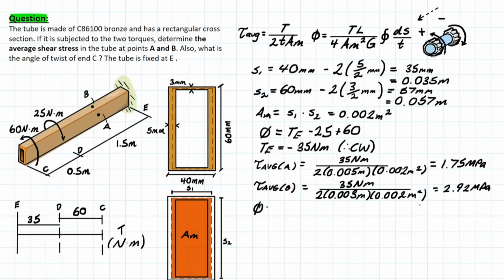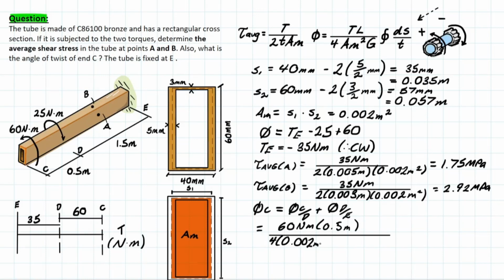Now, solving for theta at C, we know that this is equivalent to theta C with respect to D plus theta D with respect to E. And we're using this new fancy formula here. And this line integral DS is going to be explained when we start solving this. So let's start plugging in for this formula. We're going to have this first segment between C to D starting at point C and working our way towards that fixed support. That'll leave us with the 60 for that segment, DC, newton meter times the length of that segment, which is 0.5 meters. And then on the bottom, we're going to have a bunch of constant stuff, which is going to be the 4, the AM, which we solved for, which is right here, 0.002 meters squared. That is squared. And then 38 times 10 to the 9 for the shear modulus of the copper.